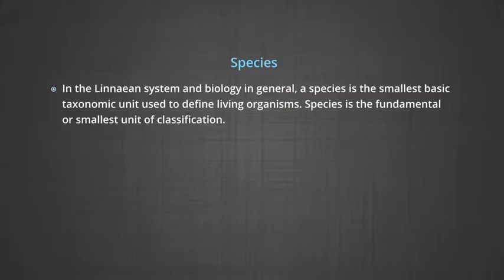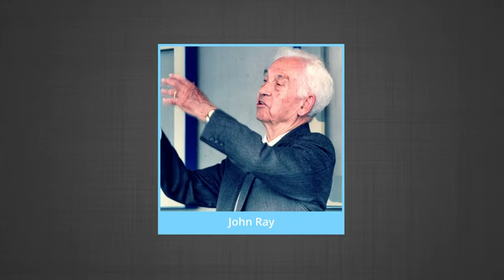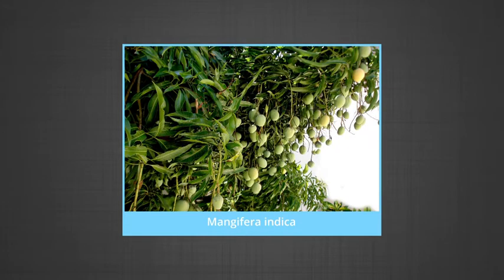Species. In the Linnean system and biology in general, a species is the smallest basic taxonomic unit used to define living organisms. Species is the fundamental or smallest unit in the classification. The term species was recognized from genus by John Ray. Ernest Mayr defined species as a group of potentially interbreeding natural populations of closely related organisms. Taxonomic study considers a group of individual organisms with fundamental similarities as a species. One should be able to distinguish one species from other closely related species based on distinct morphological differences.